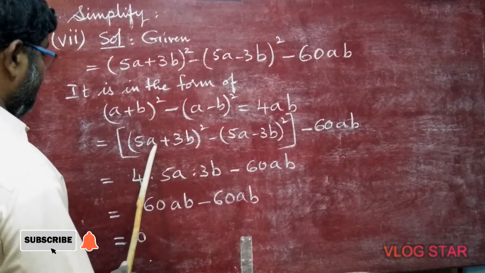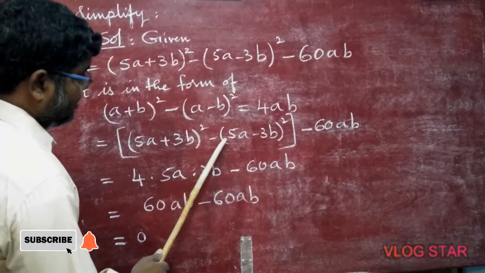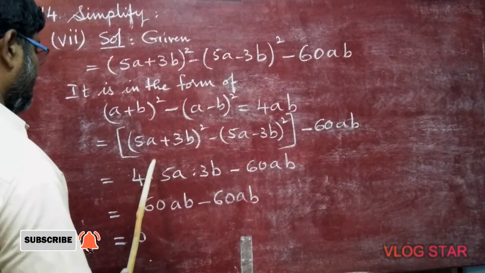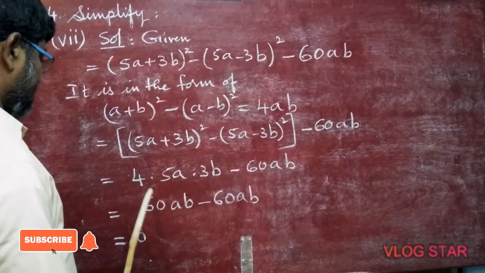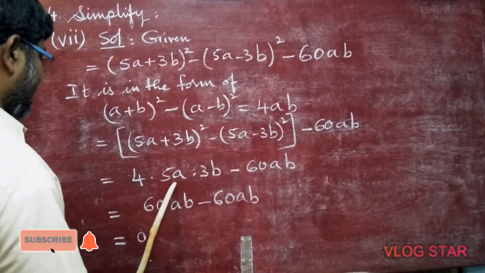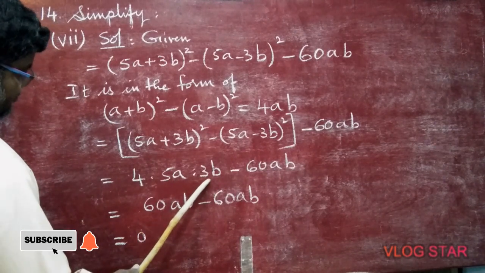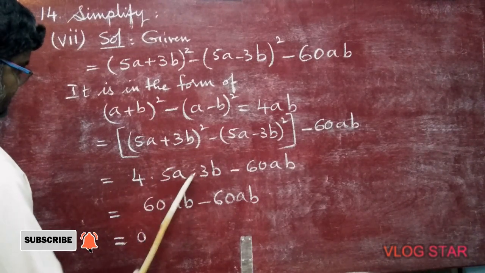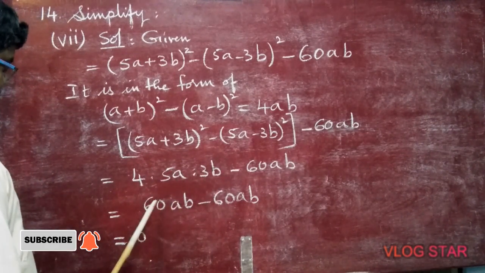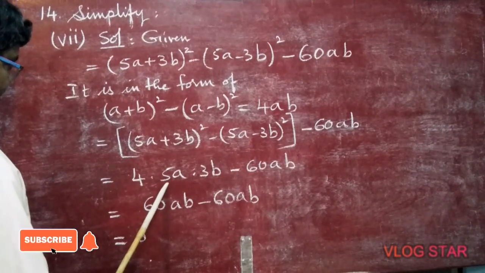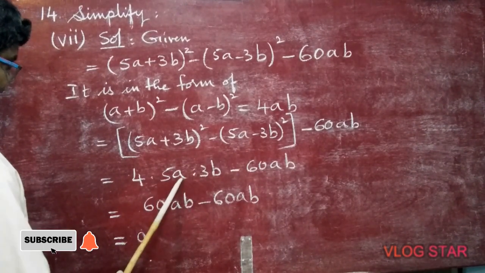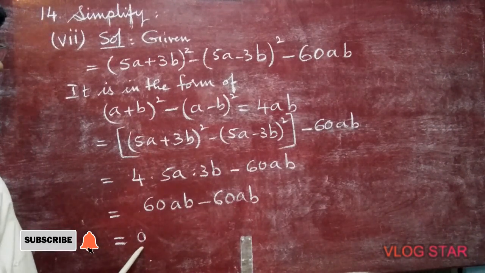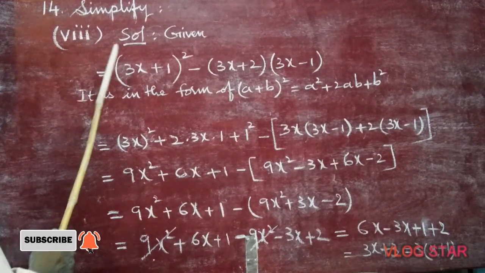Now (5a+3b)² − (5a−3b)², we are simplifying first. So what is the answer? 4ab. So 4 into, in the place of a, 5a is there, in the place of b, 3b is there. Dot indicates multiplication, otherwise you can put brackets, no problem. So multiply: 4 5s are 20, 20 3s are 60ab. 60ab − 60ab, how much? 0.